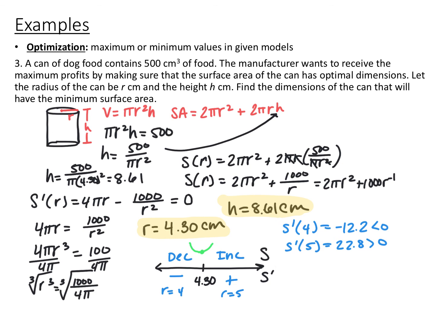So optimization, finding maximums and minimums. Minimums occur when your function goes from decreasing to increasing, which means your derivative goes from negative to positive. Maximums occur when your function goes from increasing to decreasing, so where your derivative goes from positive to negative.